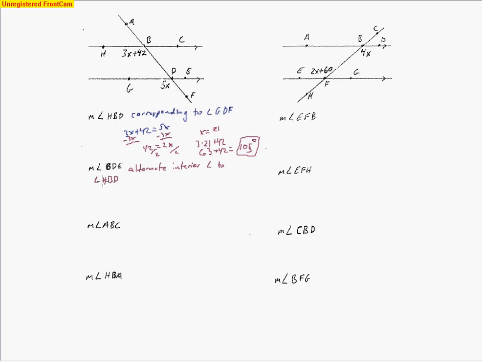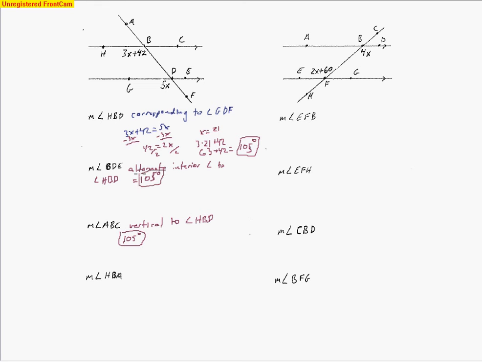And so we already found HBD. It's 105, so we're going to say it equals 105 degrees. So that's what these different rules are good for, is they help us find different measures of angles quickly. So angle ABC, well, that's vertical to HBD. So I'm going to say vertical to angle HBD, and that's what we learned in the last section about vertical angles being congruent. So that's also going to end up being 105 degrees.